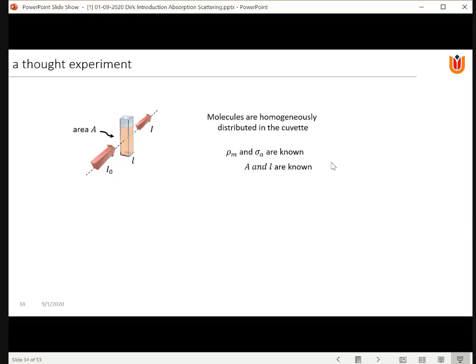Okay, so let's assume that these molecules are all homogeneously distributed in the cuvette, and we know basically everything. We know the molecular density, and we know the absorption cross-section of an individual molecule. We also know how thick the cuvette is, and we also know what the area of the laser beam is with which we illuminate. So quick question. Let's say I want to calculate the transmittance, which is given here as I over I0. So that is the intensity at the end of the cuvette divided by the intensity at the beginning of the cuvette. What is that in this experiment?